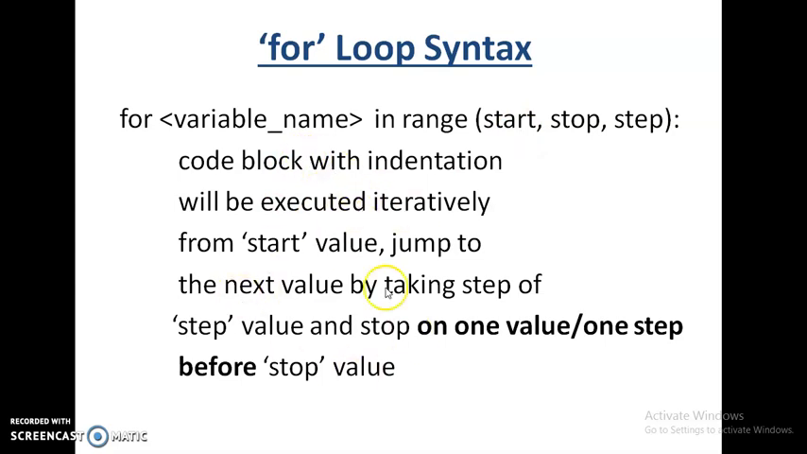This code block will be executed repeatedly with the value incremented or decremented by that step value, and then will stop just one value before, or if the step is some number more than 1, then one step before that stop value. Now how does it work? We will see by taking an example program.